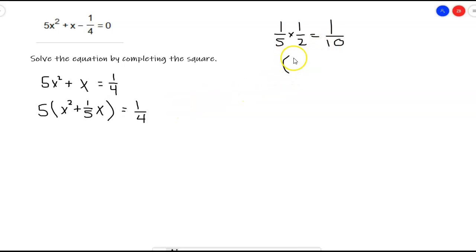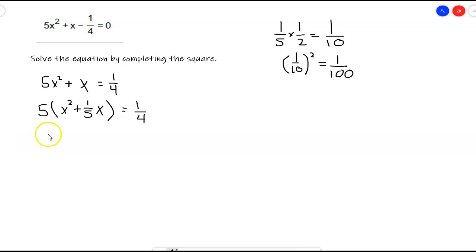But then in order to find what I need to complete the square, I'm going to take the 1/10 and I'm going to square it. And that gives me 1/100. So that's the value that I need in order to write this here as a binomial squared, and I'll show you what that means in just a second.